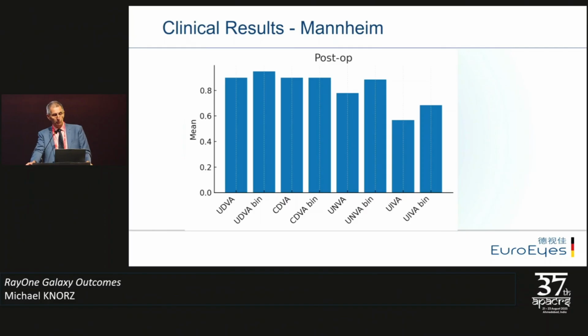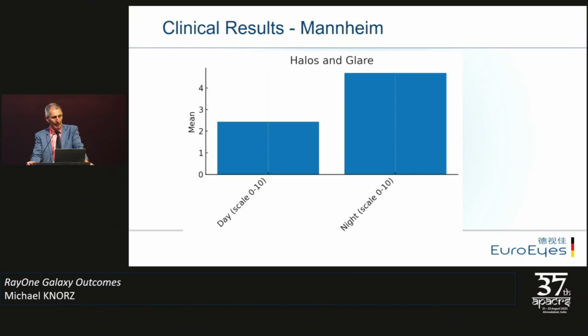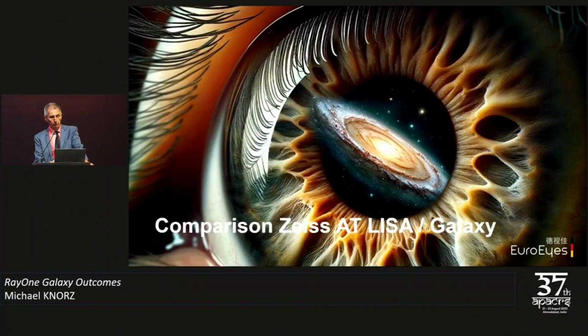Now what about post-op when we look at distance visual acuity without any correction and intermediate and near? You do see, as expected, a little drop off the closer you come, but it's a very smooth curve, so very good results. When we look at the halos at day and night on a scale of 10, during the day it's just 2 on average, and at night it's 4. But what really counts is actually the comparison.